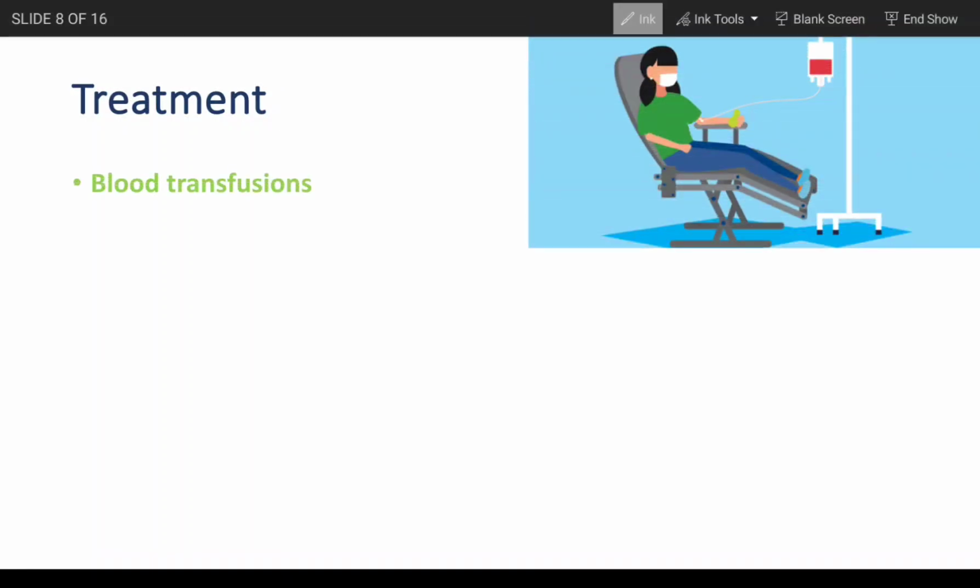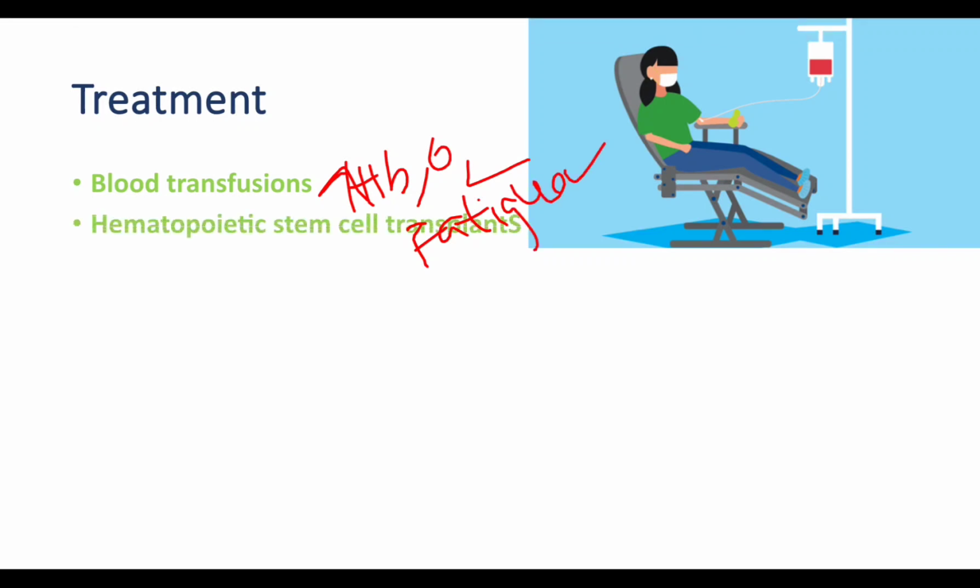Okay? What are the treatments of aplastic anemia? First, blood transfusions. These are administered to increase hemoglobin levels and improve oxygen carrying capacity of the blood and help relieve symptoms like fatigue and weakness in the patient. Second, hematopoietic stem cell transplant, if a donor is available. If a donor is not available, then we have to continue medications and avoid exposure to the main cause, such as toxins.